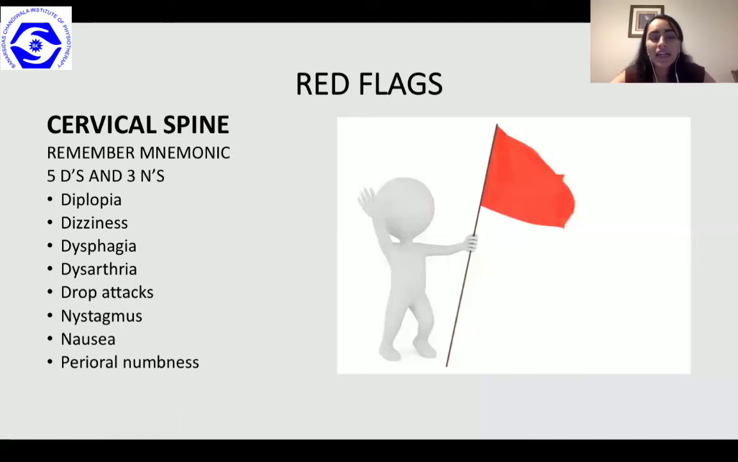So we have to ask the patient, like we cannot ask the patient, do you have diplopia, we cannot say it like this. So we have to explain it to him in layman's terms: do you feel double vision?